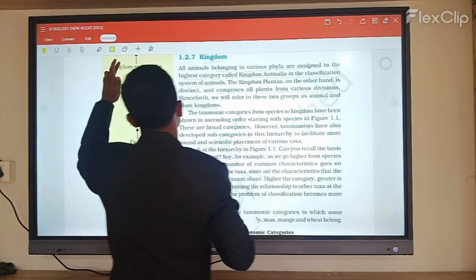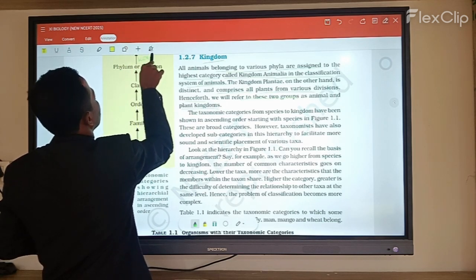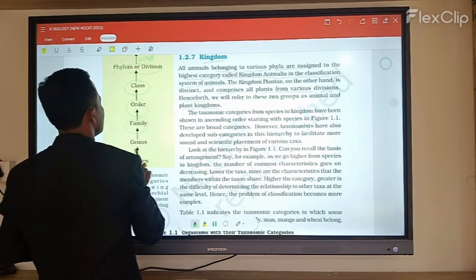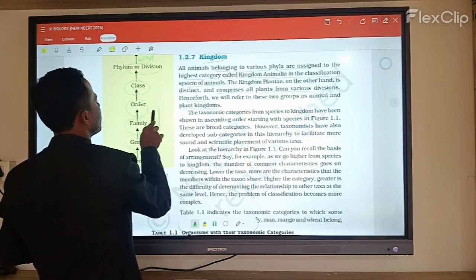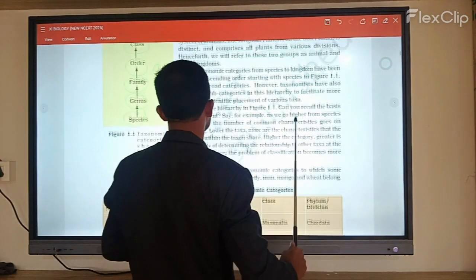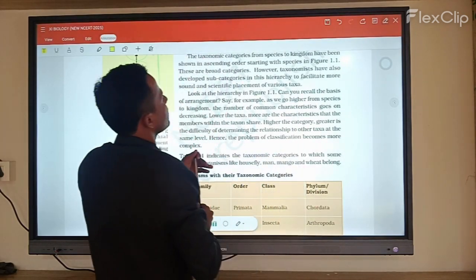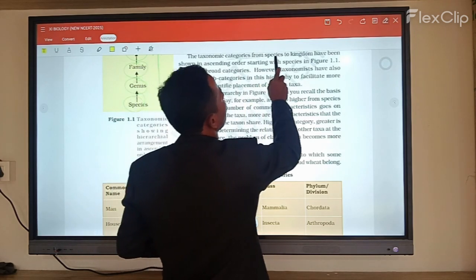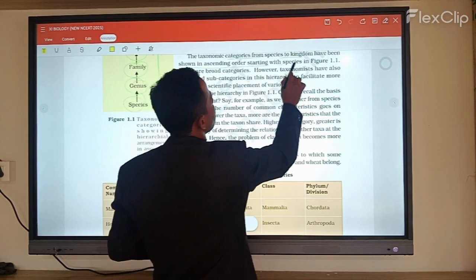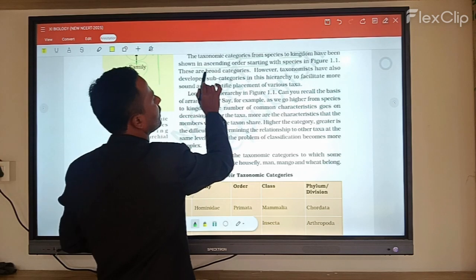Now the taxonomic categories. See here, these are the taxonomic categories. The first one is the kingdom. After the kingdom comes division, class, then order, family, genus, and then species. It is one hierarchy level. Next, in these taxonomic categories, from species to kingdom is shown as an ascending order, starting with the species. See here, in the ascending order the first one is the species. And these are the broad categories.